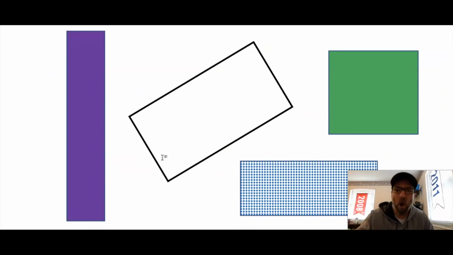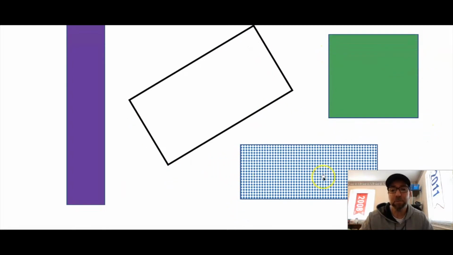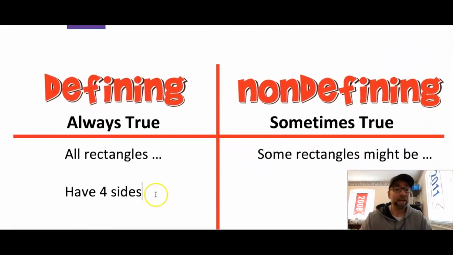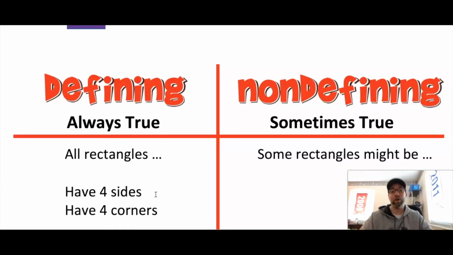What else do all of these rectangles have? Well, all these rectangles also have 4 corners. 1, 2, 3, 4. 1, 2, 3, 4. 1, 2, 3, 4. 1, 2, 3, 4. So rectangles must have 4 corners.